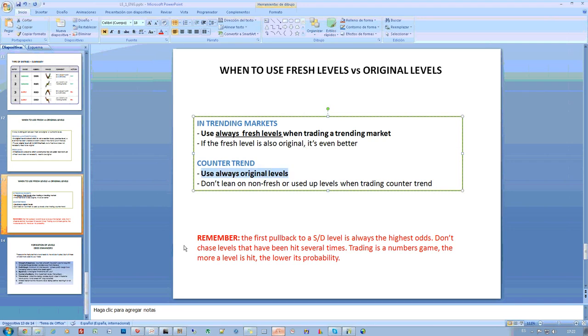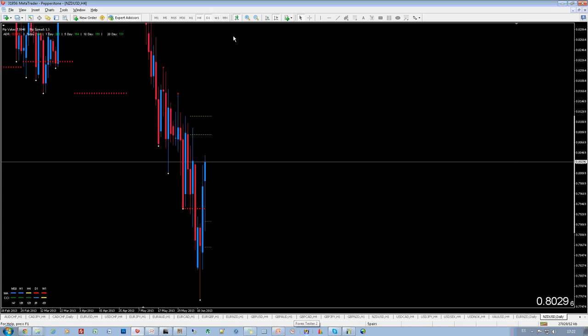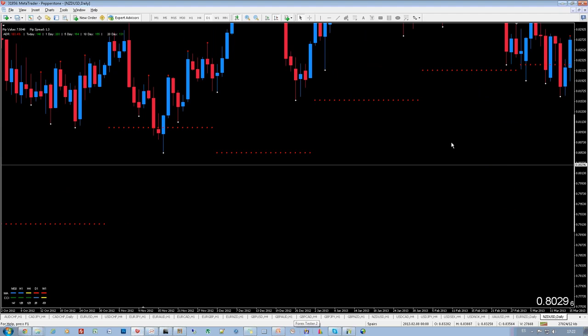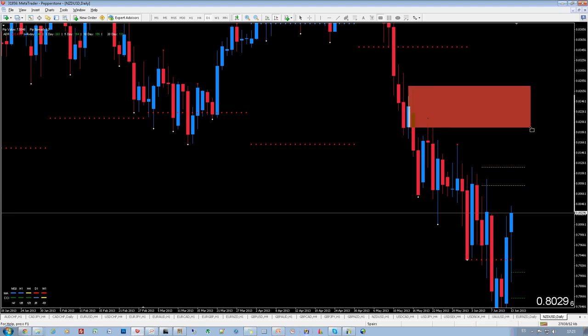On counter trend, use always original levels. And the higher it is for selling, the better. Within the daily supply, even better. Okay? Close to opposing daily supply areas. So, in this case, where do we have the daily? Let's see where do we have the daily. On the Kiwi. This one is very difficult. This is a drop, a base and a drop. So this is the supply area on the daily.